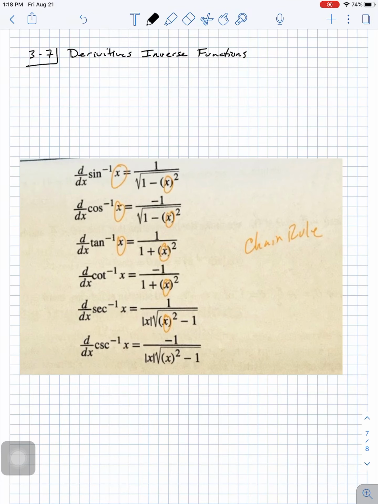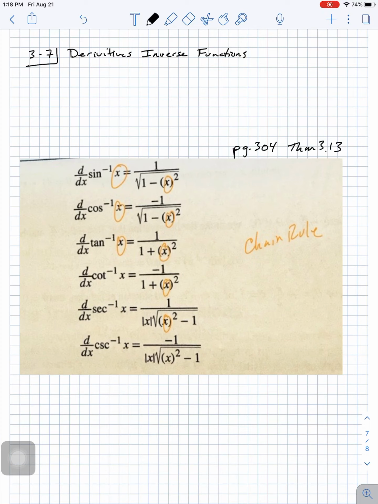Hey, today we're talking about derivatives of inverse functions, specifically trig functions. And it's a little bit of a shorter section, so that'll be a nice little break from the chain rule. These can be found on page 304. It's theorem 3.13. These formulas you can put on a note card or something, use them as a reference.